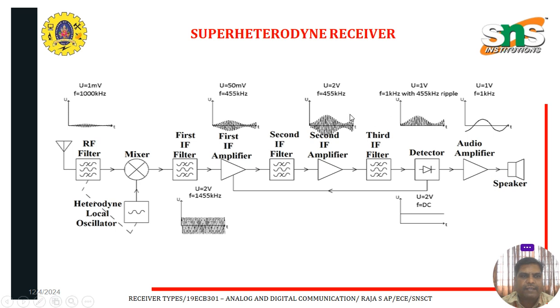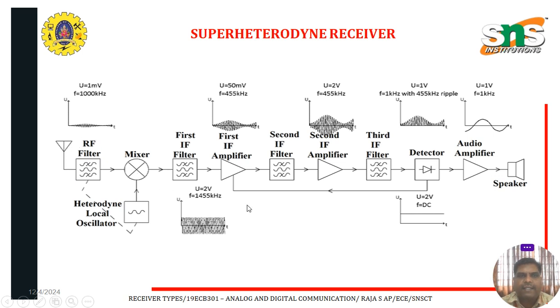If you see this figure, the first one is the RF amplifier, the RF filter stage. Second one is the local oscillator stage, followed by the mixer stage. Then the first IF filter, first IF amplifier, second IF filter, second IF amplifier, third IF filter, then followed by an audio detector. Finally, in order to increase the signal quality of the audio signal, we can pass the detector output to an audio amplifier. Then finally, the speaker will telecast the original signal transmitted by the transmitter side.